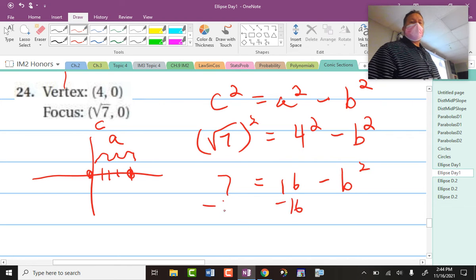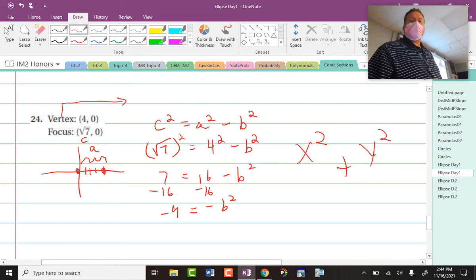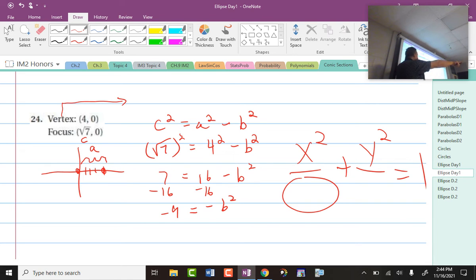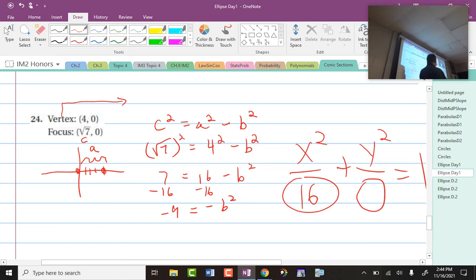Subtract 16. If -9 equals negative B squared, then B equals 9. Before we leave, then what's this number right here? 3, 2, 1, go. Not 4, 16. Okay, now this is getting trickier. Don't say -9, divide by a negative.